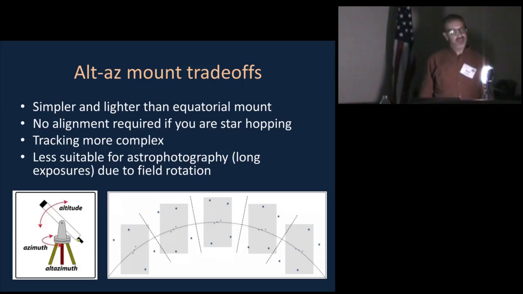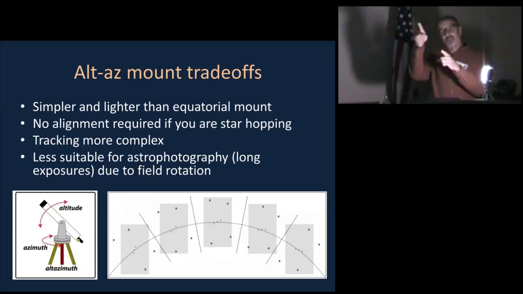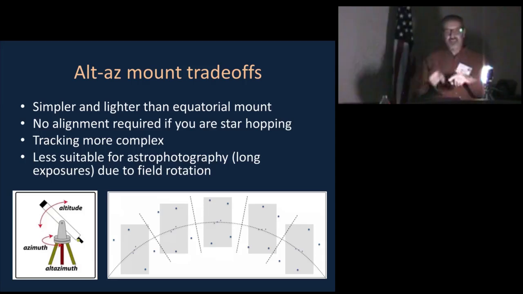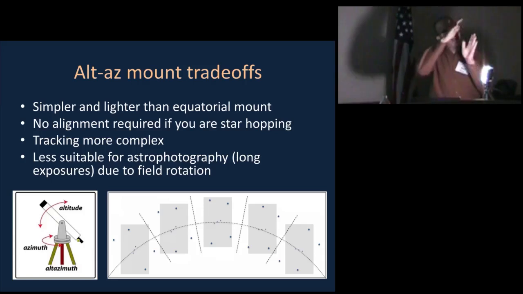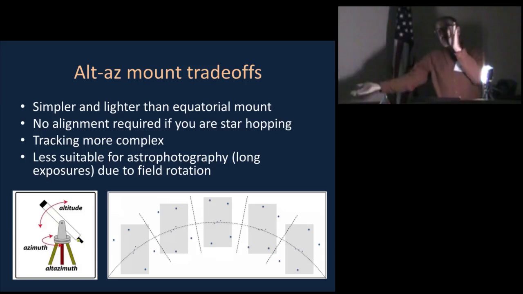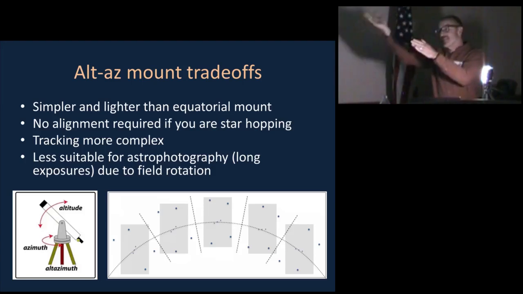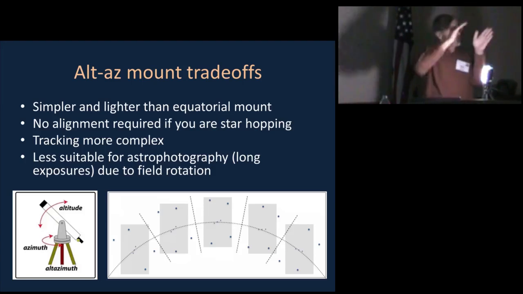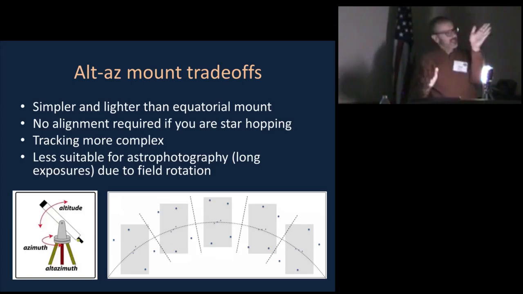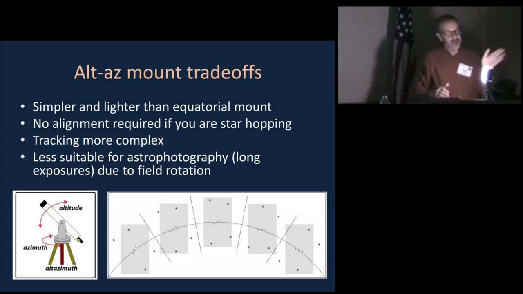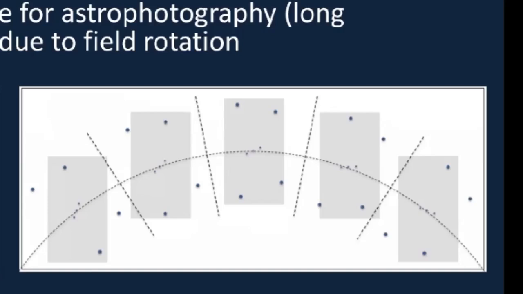However, if you want to track things, it gets more complex. If you think about it, as things move across the sky, you're essentially moving up and down and left and right at the same time. That makes things a little more difficult. Also, if you think about an object going overhead like this, but your telescope is staying with its one axis pointed parallel to the ground, you get that field rotation that you see there. I don't know if that's coming out very well. I don't think it is.